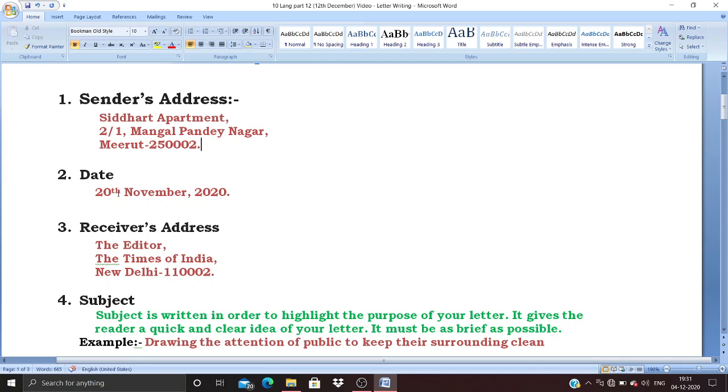Next, date. Point to be noted: between number 1 and number 2, that means the sender's address and the date, see, there is a gap. There should be a gap, one line gap, a clear gap. There are two reasons. First of all, it should look nice. Secondly, every step has got marks.